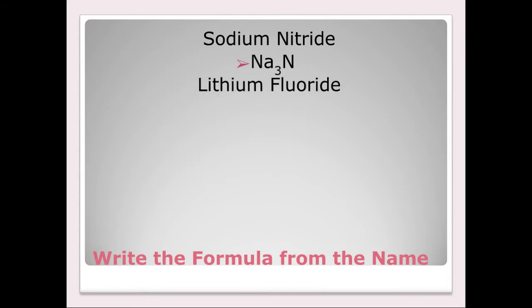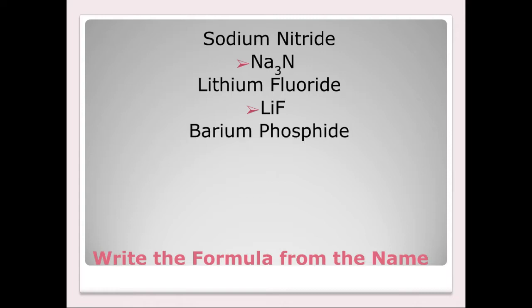Our next example is lithium fluoride. Lithium has a +1 charge as an ion, and fluoride has a -1 charge. So if we have a +1 and a -1, we only need a 1-to-1 ratio to cancel those out. Or if you do your crisscross, you get 1 and 1. If you have a 1 and 1, drop the 1s. It's the easiest way to go.